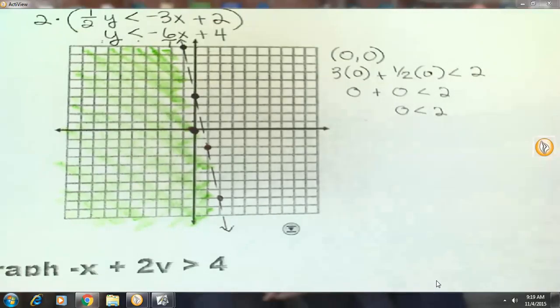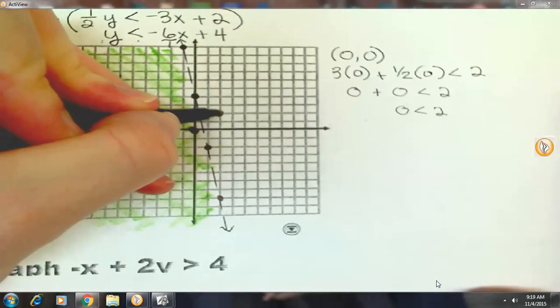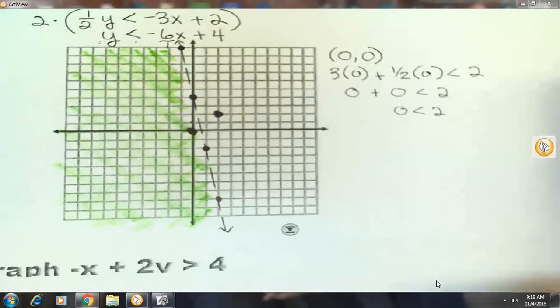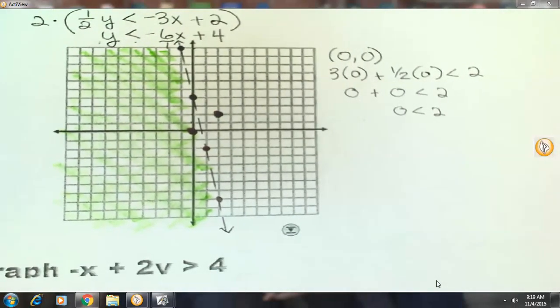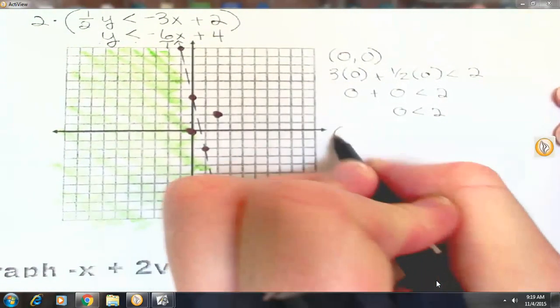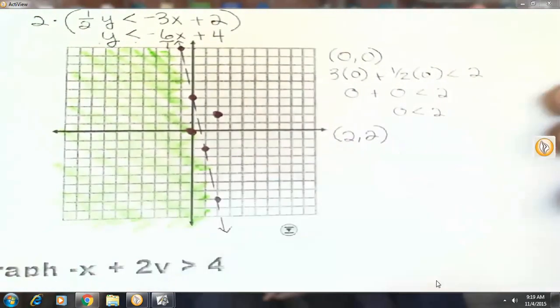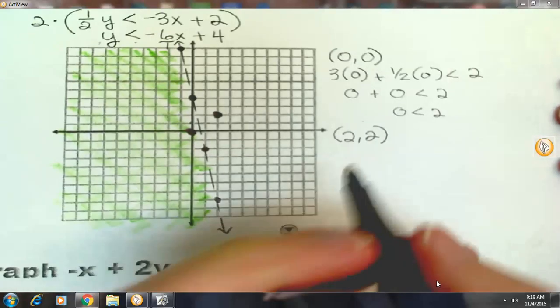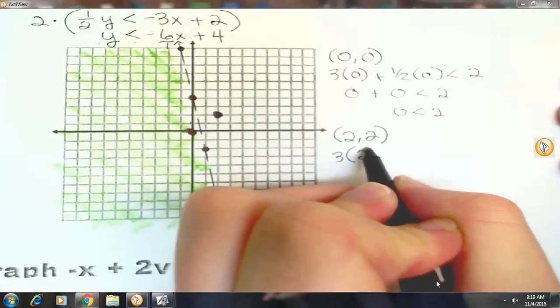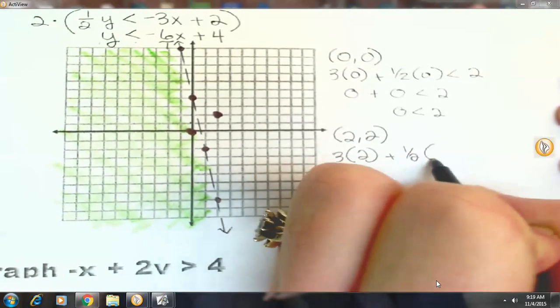So for this first problem, I do want to pick a point that falls over here in the positive side. Let's put the ordered pair of 2, 2 in. If I put the ordered pair of 2, 2 in, it should not work. It should be false. But for this first problem, I am going to go ahead and try it just to see if it is false. So let's put 2 in for x and 2 in for y.